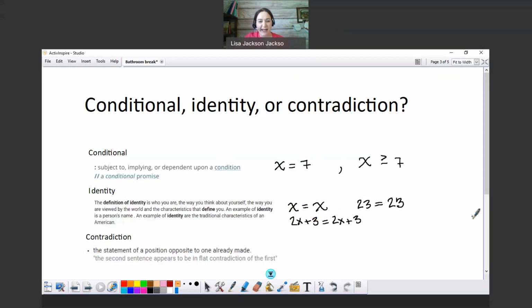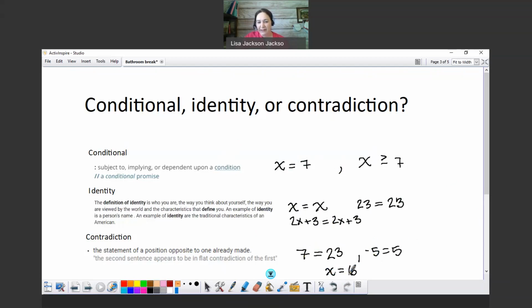Contradiction, that's when I say I only like blue frogs, and then I say my favorite frog is green. So a contradiction is when your brain goes, wait a minute. So a contradiction could look like 7 equals 23. It could look like -5 equals +5. Not true. The problem here is you could solve this thing and get x equals 6.